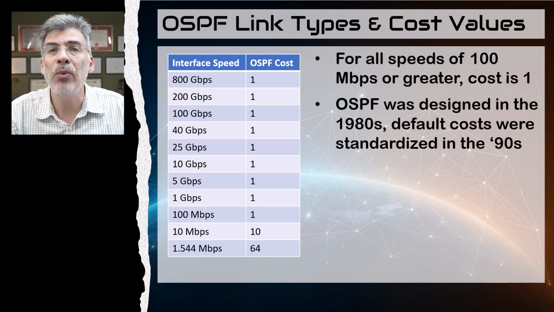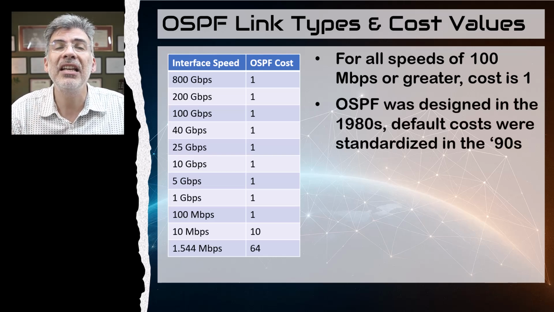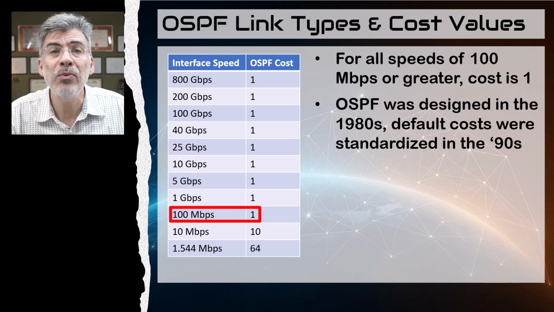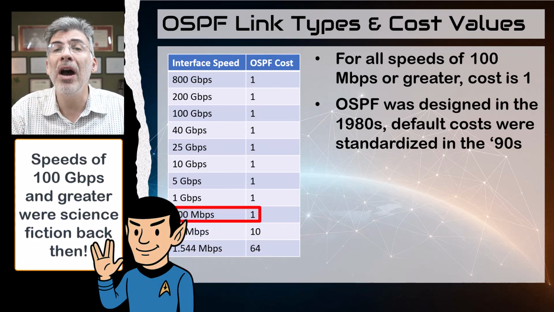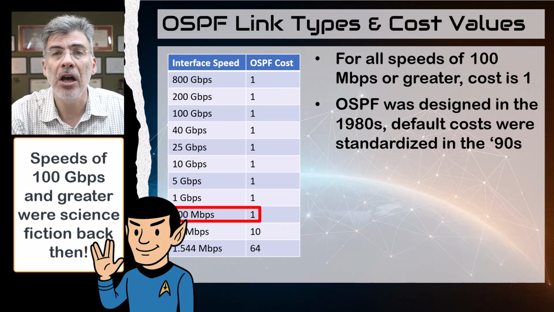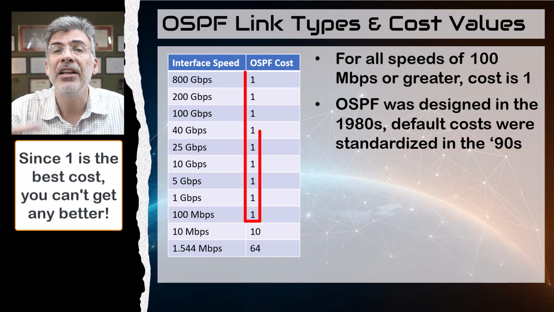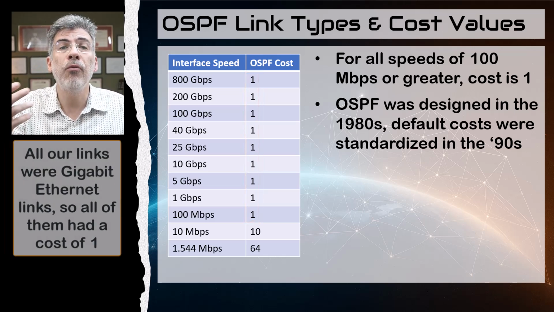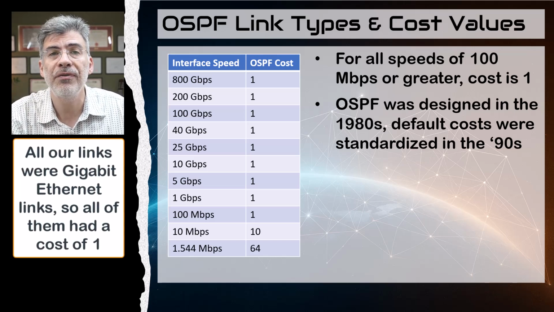OSPF was designed way back in the 1980s, and the cost values were standardized in the early 1990s. Back then, 100 megabits per second was the fastest speed around, so it was designated as having a cost of 1, or the best possible cost. That meant that all faster speeds, as they were being developed and used, had the same default cost. Now that's why in our previous videos, we saw a cost of 1 for all of our interfaces, because they were all gigabit Ethernet interfaces.